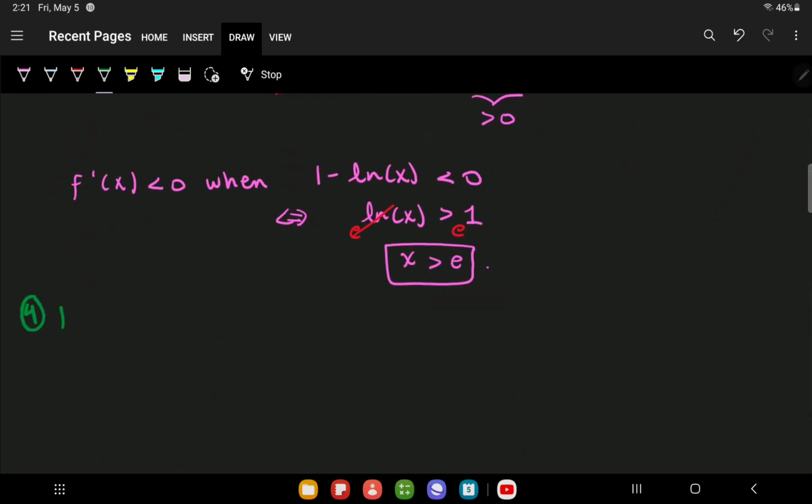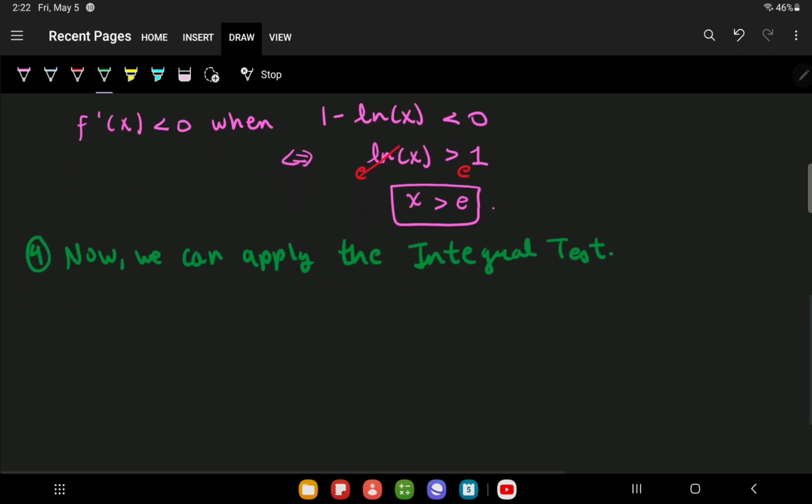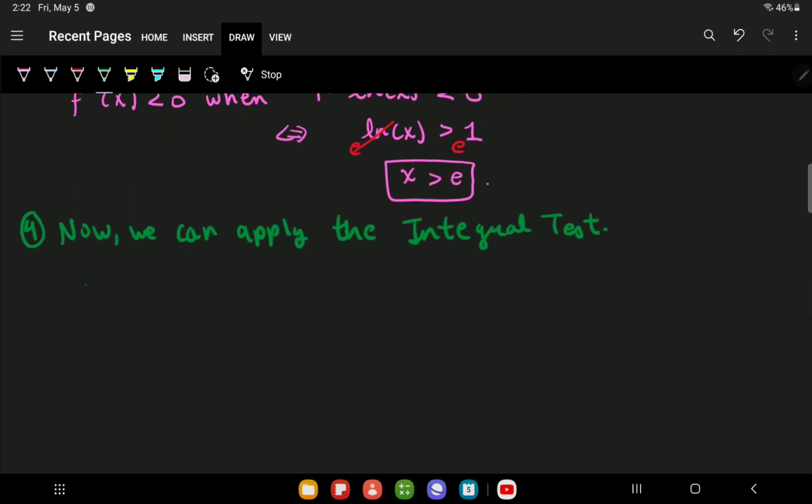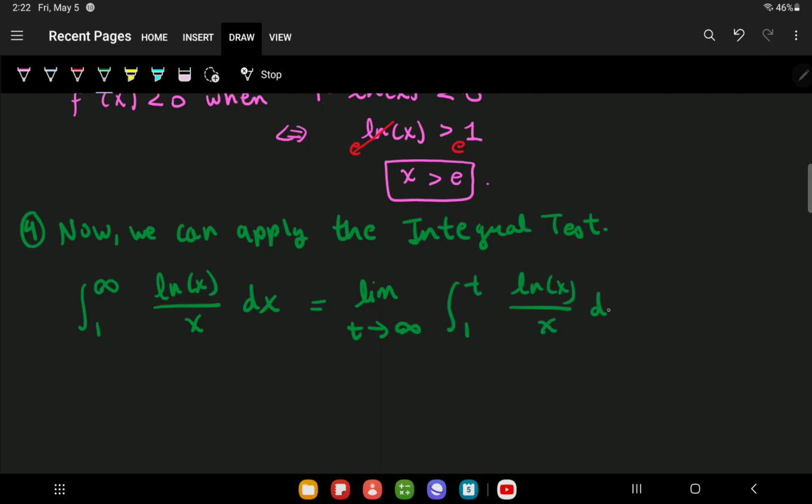Since we have shown this is positive, continuous, and decreasing, we can now do step 4. Now we can apply the integral test, which is exactly how it sounds. The series was going from 1 to infinity, so now we just need to integrate from 1 to infinity of natural log of x over x dx. Note this is an improper integral, so we take the limit as t approaches infinity of the integral from 1 to t of natural log of x over x dx.